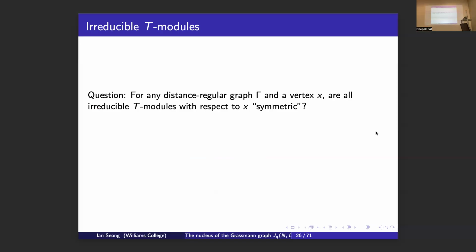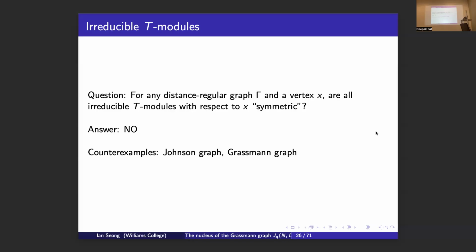Okay, so the question is, for any distance regular graph gamma and a picked vertex x, are all irreducible T modules with respect to x symmetric? And if the answer were yes, life would be very nice, but unfortunately the answer is no. What that means is that there exist a lot of distance regular graphs where the irreducible T module is going to be tilted to the left or to the right. And later we're going to see that it's only one or the other. Okay, some counterexamples would be the Johnson graph and the main topic of the talk today, which is the Grassmann graph.